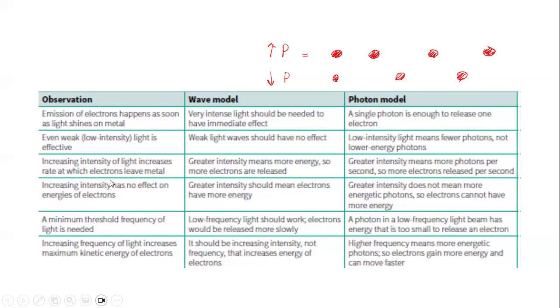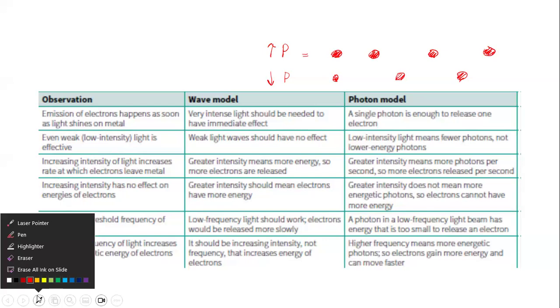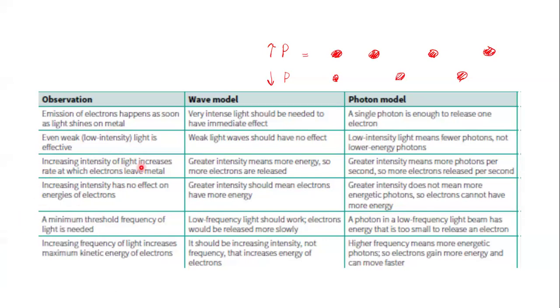Simple. Then another thing they noticed is that increasing the intensity of light increases the rate at which electrons leave the metal. So if they increase the intensity of light, the electrons would leave faster, which makes sense. Why does it make sense? Because if we follow the photon model, low and high intensity means a greater number of photons. So there will be a greater number of photons per second. As a result, more electrons will be released per second, right? That is what they actually ended up observing.